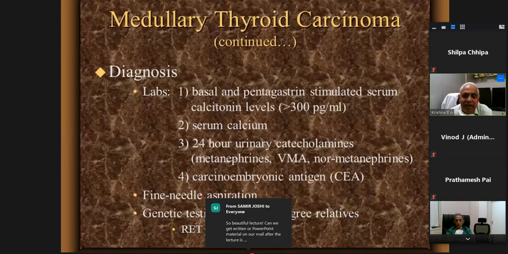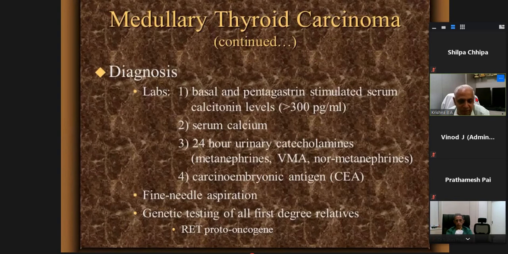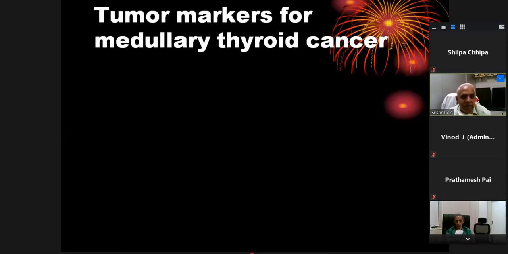Basal and pentagastrin stimulated serum calcitonin levels are critical. More than 300 picogram per ml is diagnostic. Serum calcium level should be done, 24-hour urinary catecholamine or VMA should be done, CEA should be done, and fine needle aspiration and genetic testing. These are at the diagnostic level.